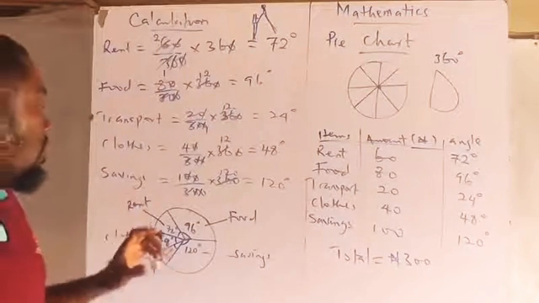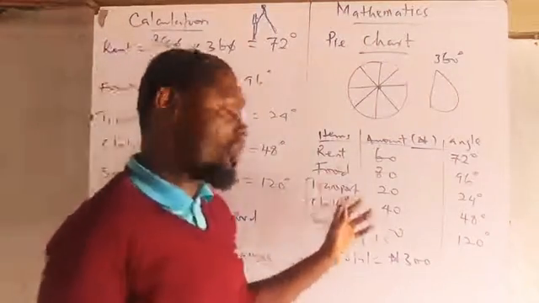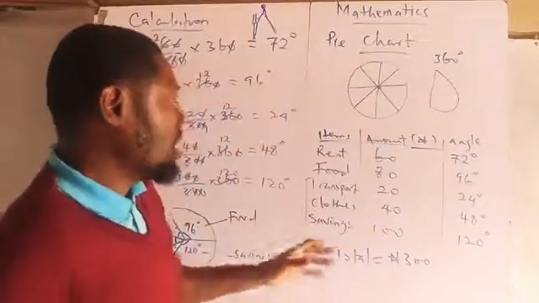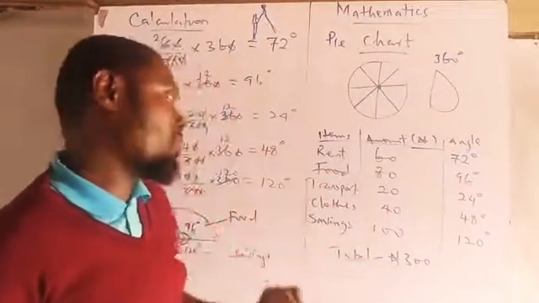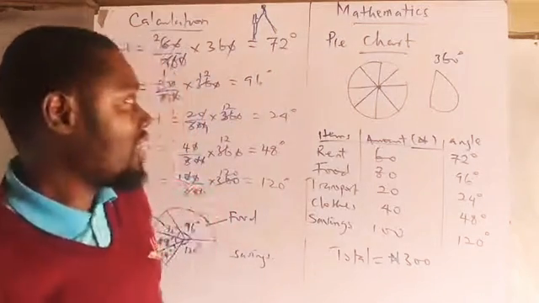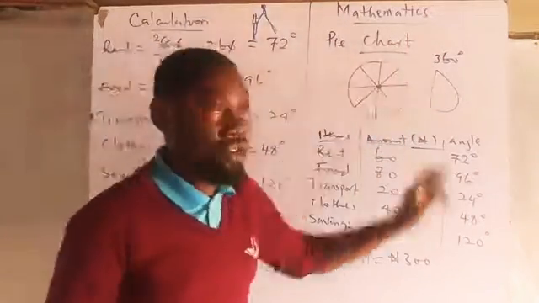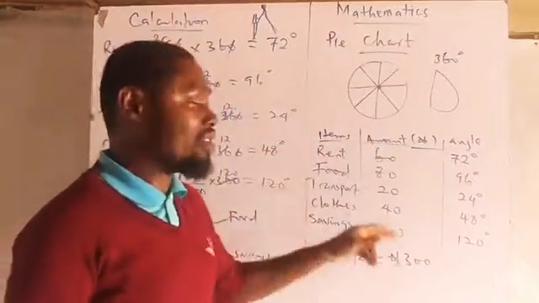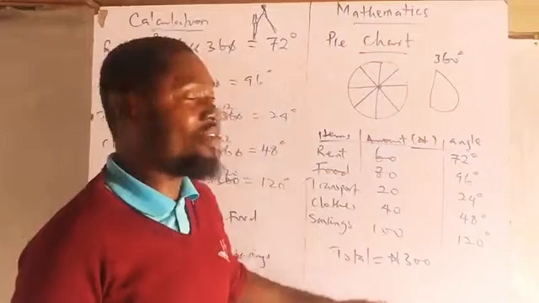I said the first thing you do is get the angular measurement of each of the frequencies or each of the amounts given to you. To get the angular measurement, you divide each frequency over the total, times 360. And we are using 360 because the angle at a point is 360. A complete circular measure will give you 360 degrees. So each frequency over the total frequency times 360 will give you the angular measurement of that frequency you are studying.